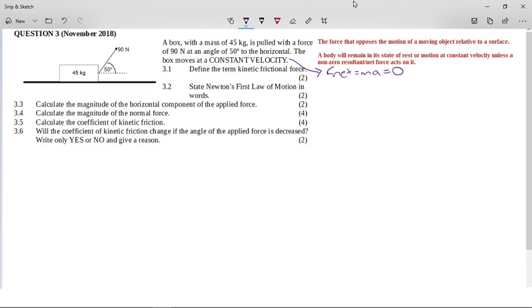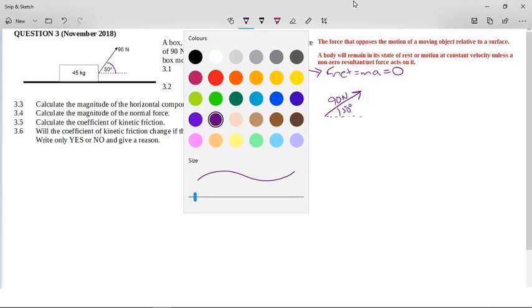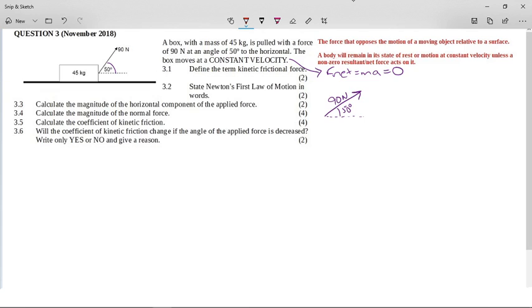Now it says to calculate the magnitude of the horizontal component of the applied force. So if we have a look at the applied force here, we know that this force is 90 newtons and it is acting at an angle of 50 degrees to the horizontal. So what is the x component? Remember, if you have this force, you can break it up into two smaller forces that are a fraction of the original force, and they will be at 90 degrees to each other. The first force is on the horizontal plane, so this is FAX, and this one is FAY.